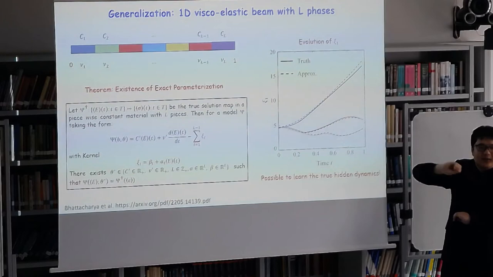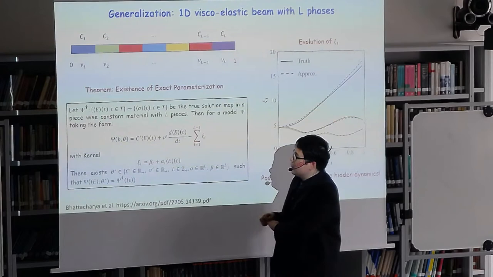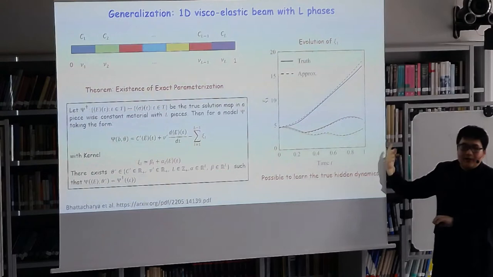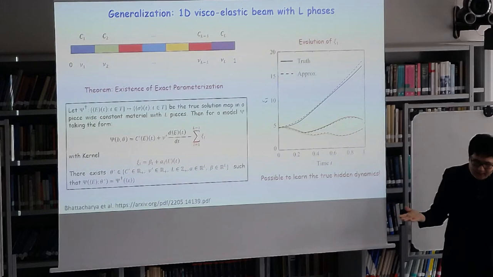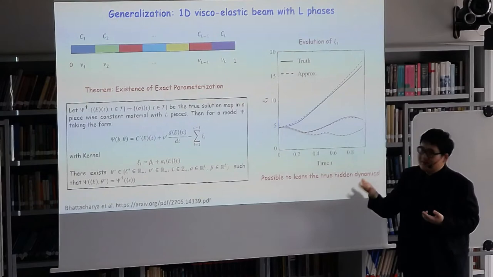In this case, it's semi-unsupervised, in the sense that although I don't assume the functional form of the evolution law, I have access to my input and output pairs, which are my stress and strain. So just to answer the question, if you only give me data, I can apply our data-driven framework to try to approximate the underlying solution operator, psi dagger.